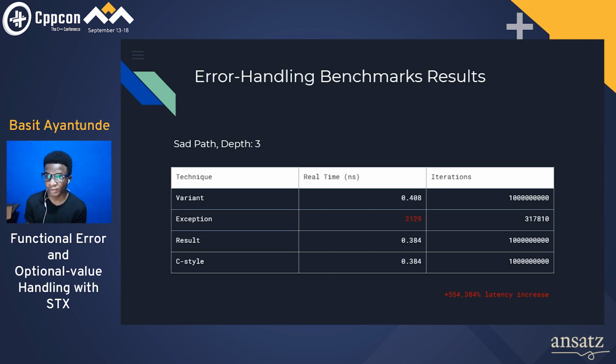We can see that the implementation using exceptions has a 554,384% latency increase compared to the C-style error handling method. But we should remember that their primary design consideration wasn't for often-failing functions, but for rarely-failing functions. So it's advisable to avoid using present exception implementations on hot code paths. We can see that the implementation using result is just as fast as the implementation using the C-style error handling.